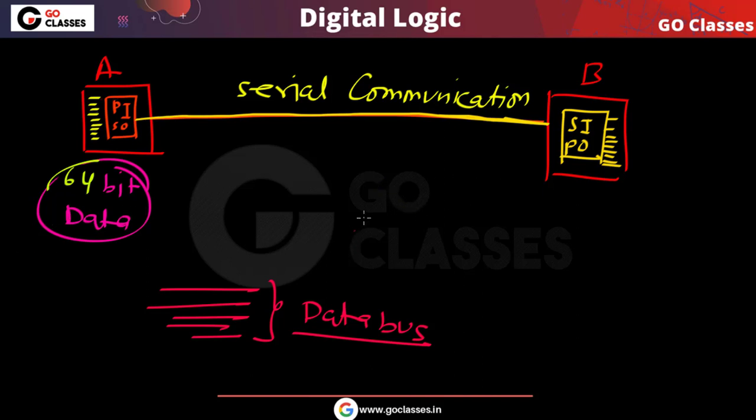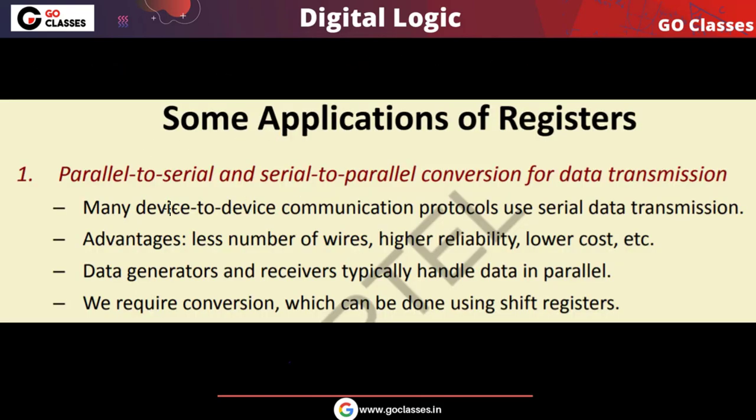This is the application of registers. Computer B will store this data. The 64-bit data is coming in serial manner, one bit after another, like this. Now this data will be stored in this serial input parallel output register, and once it is stored, you can access this data in parallel. So this is the first application of registers.